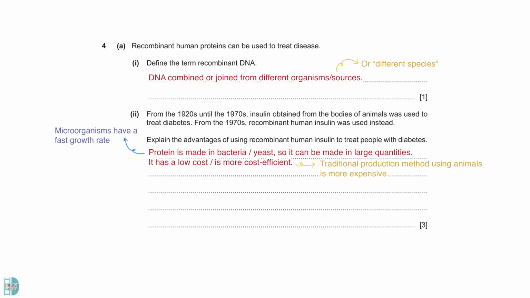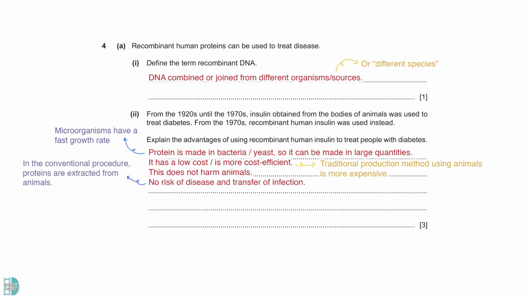Since only microorganisms are used, this technique does not harm animals. In the conventional procedure, where proteins are extracted from animals or human carcasses, there is a chance of transferring infections from the animals to the patient. The use of recombinant human insulin does not have the same risks.